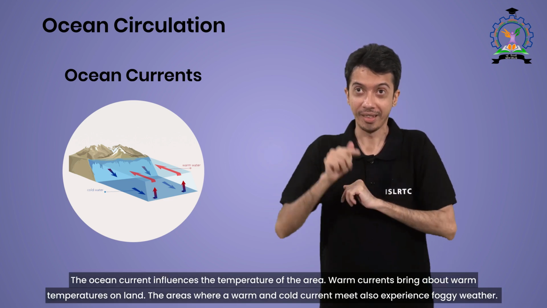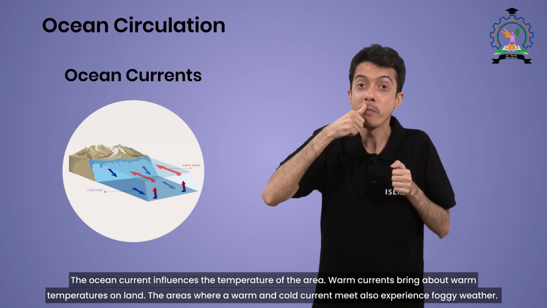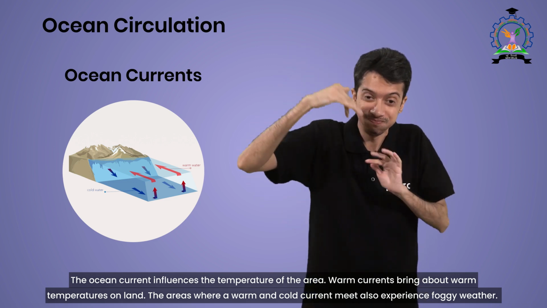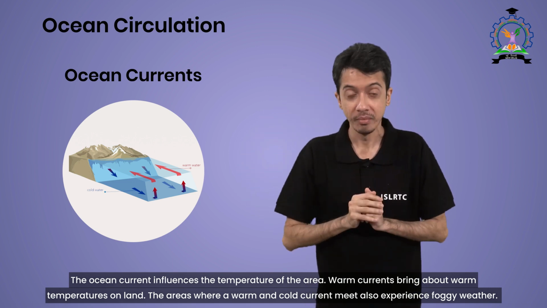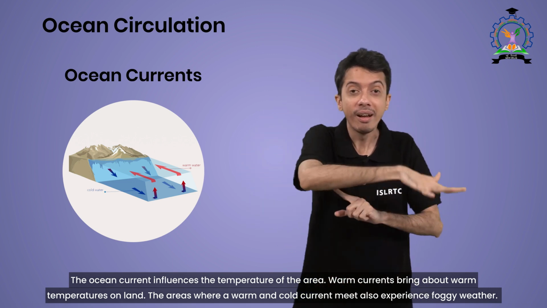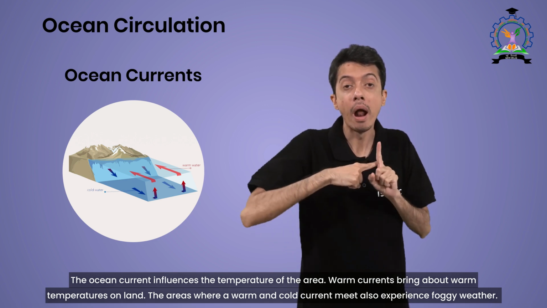The ocean current influences the temperature of the area. Warm currents bring about warm temperatures on land. The areas where a warm and cold current meet also experience foggy weather.